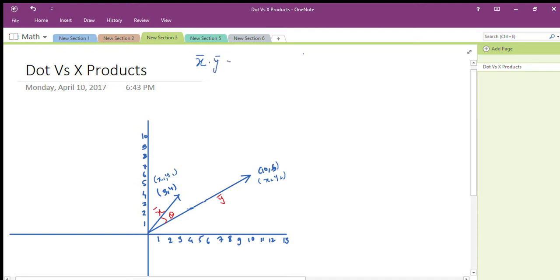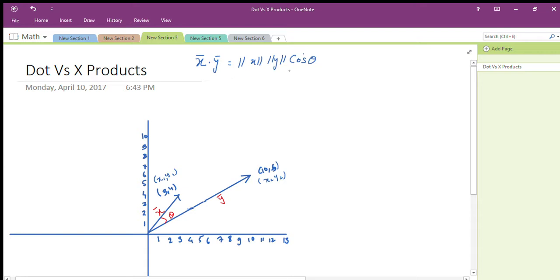y bar, the definition is the magnitude of x, magnitude of y, and the cosine of the angle between them, cos theta over here, right? So this is the definition, and it can be proven by taking this to be an angle and this to be another angle, and subtracting these two and things like that. But we'll not go into the proof of it. The dot product is the magnitudes of both of these vectors times the cosine of the angle between them.